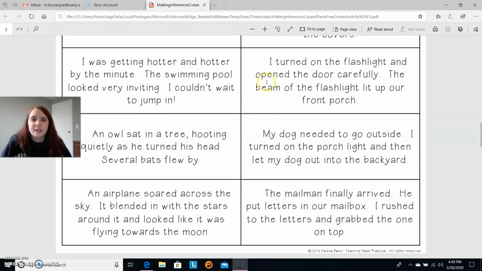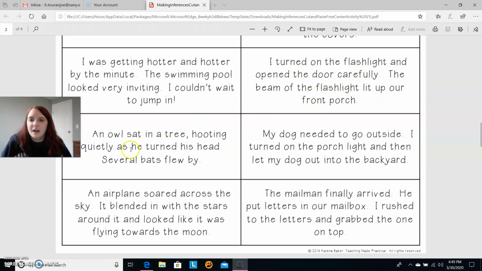Number 2: I turned on the flashlight and opened the door carefully. The beam of the flashlight lit up our front porch. Well, they needed a flashlight to look outside, and all they could see was the flashlight light up. So this one's nighttime.